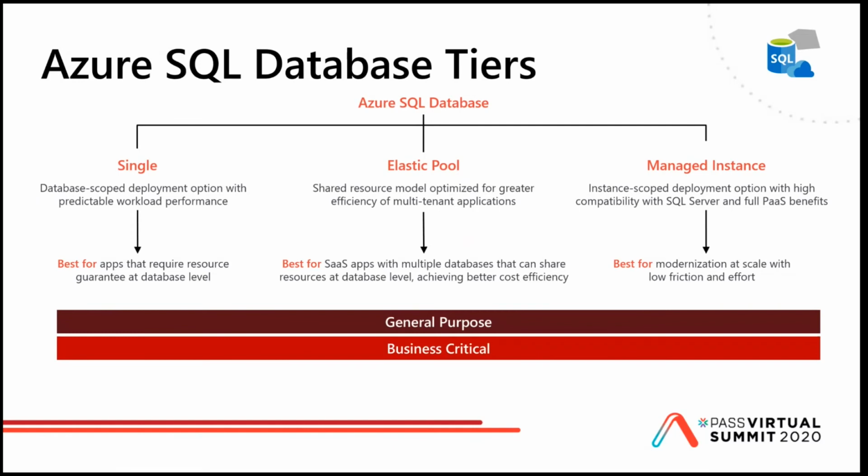Now, let's also add that we have two different tiers within these database tiers. One is the general purpose and the other one is the business critical. We're going to get into those details in the next slide.